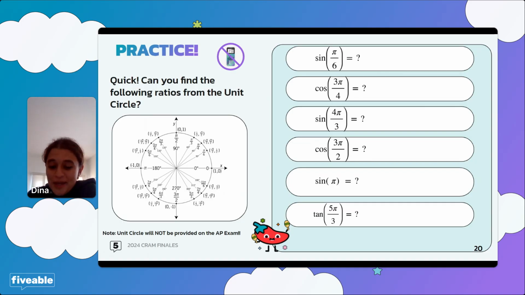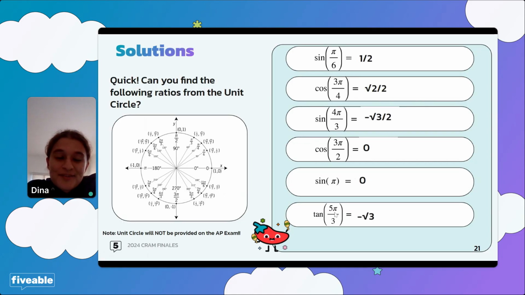Okay, so hopefully you were able to solve those. We're so sorry for the silence. It's not supposed to be like that. Basically, you're supposed to be able to think of these ratio values quite quickly on your test, so it is worth memorizing, but hopefully you got these right.